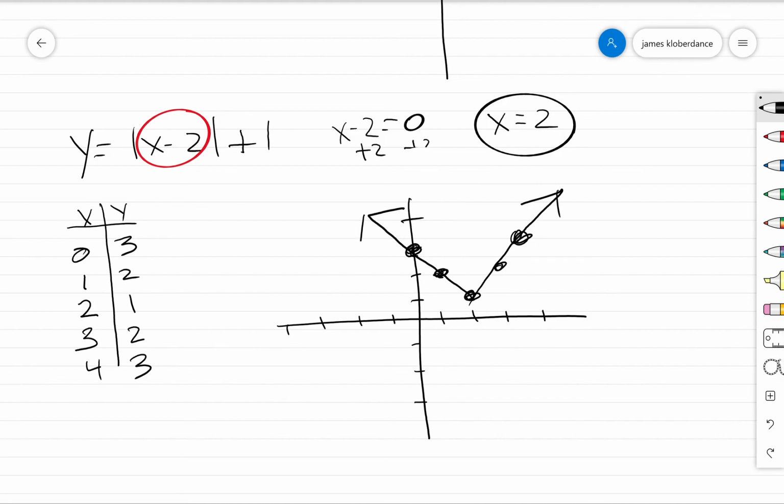So it's still a V. The coordinate of the vertex is, in fact, as I said earlier, at x equals 2. But now it has a y coordinate. The y coordinate is 1. So the coordinate of this point is (2, 1). And the 2 comes from this part right here, and the 1 comes from this part right here. Okay, so hopefully that made sense.